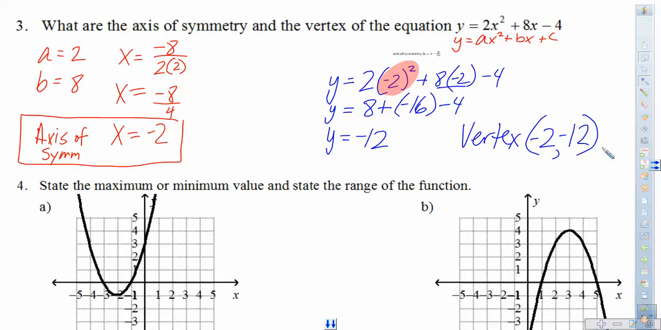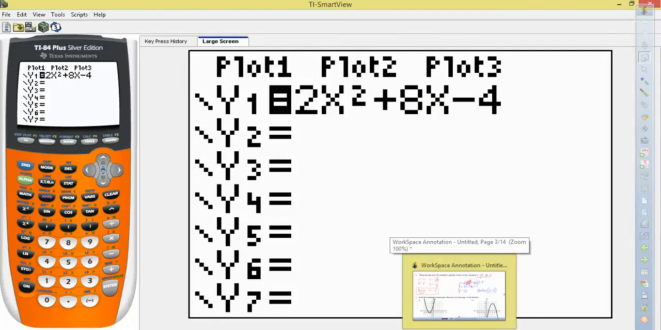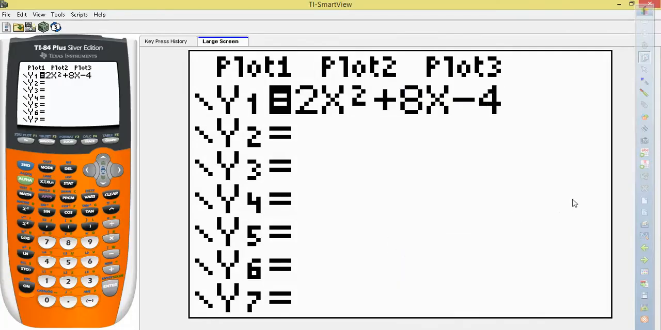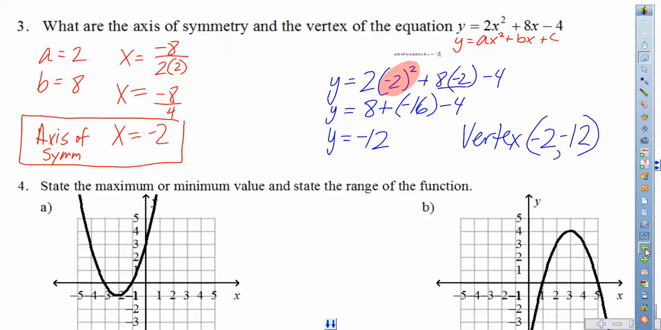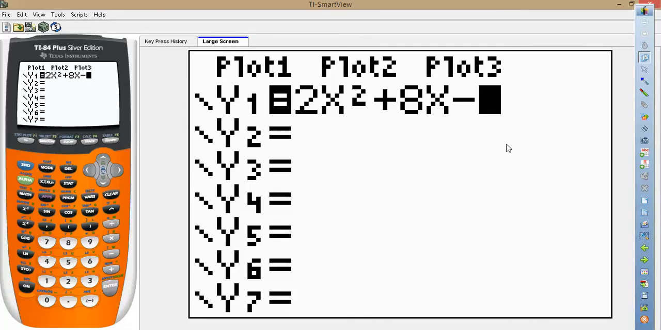Can you think of any way that we could check this answer? Maybe the graphing calculator. A graphing calculator can check this answer. Shoot, the graphing calculator could have even given us this answer to start off with, and we could have even done that first. Take a look. So now that I've typed in the graphing calculator 2x squared plus 8x minus 4, let's just double check to make sure I typed that in right. 2x squared plus 8x minus 4. Yep, we got it. Graph it.